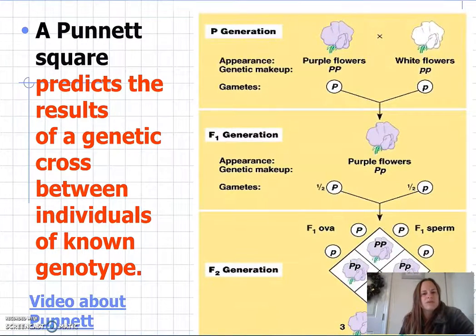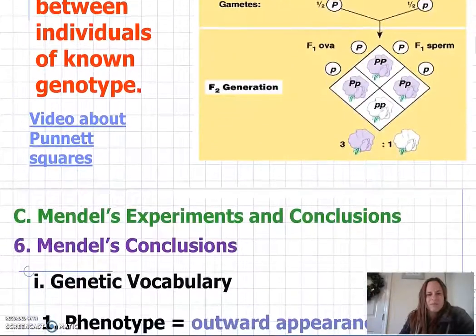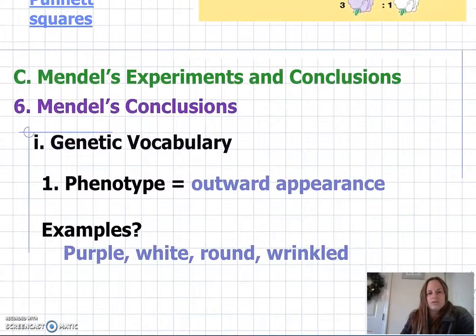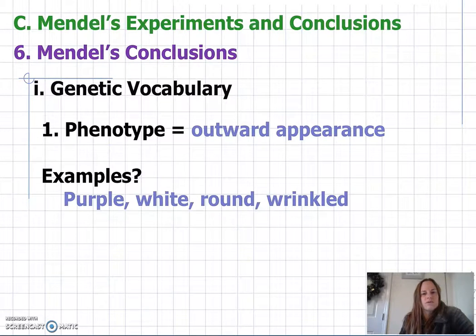Well, a Punnett square predicts the results of a genetic cross between individuals of a known genotype. Well, what is a genotype? Before we can understand what a genotype is, let's understand what a phenotype is. Phenotype is the physical characteristic, in other words, the outward appearance. When discussing peas, we're talking about the purple versus the white flower or the round versus the wrinkled seed. In humans, for example, do you have brown eyes, blue eyes, green eyes? Do you have blonde hair, red hair, black hair, brown hair?